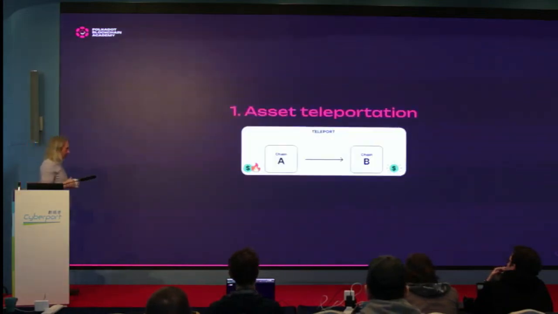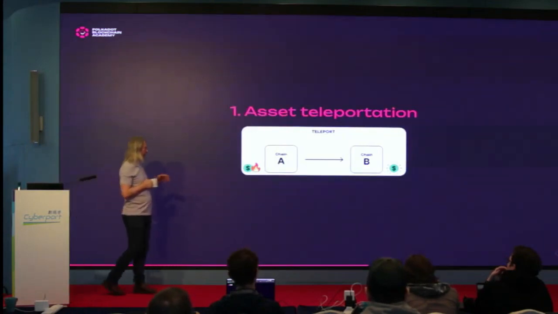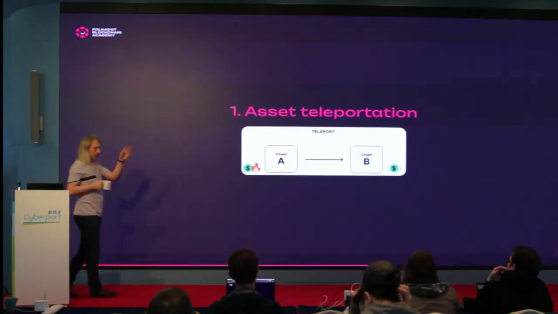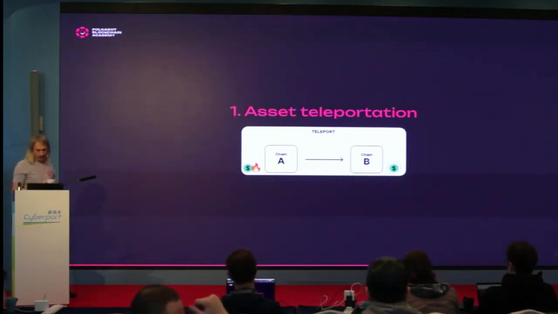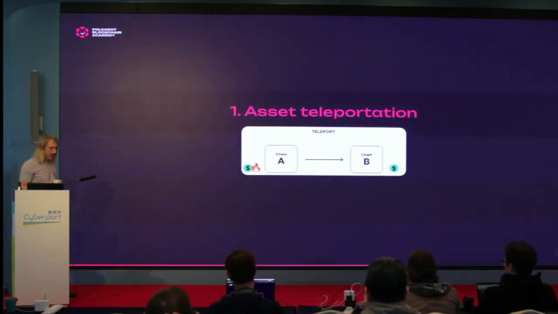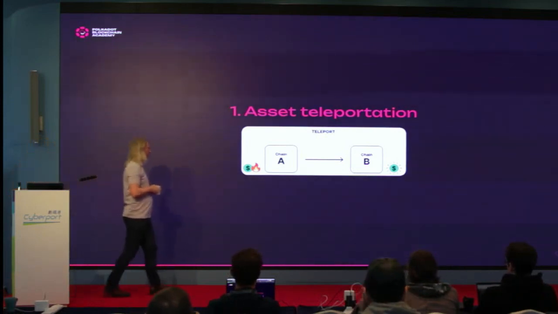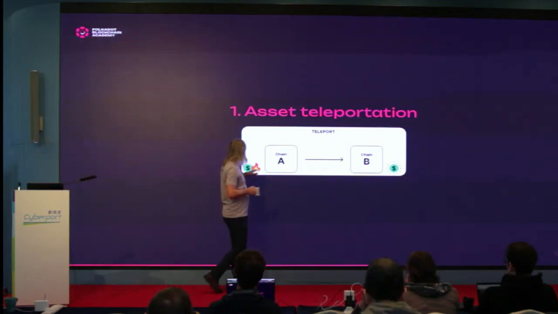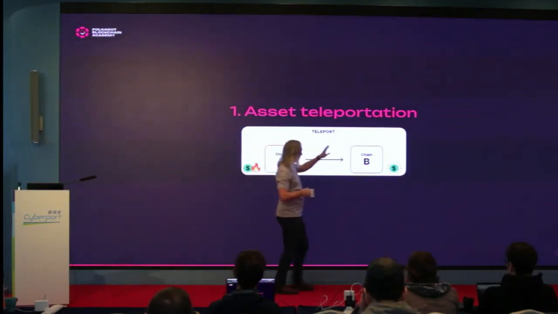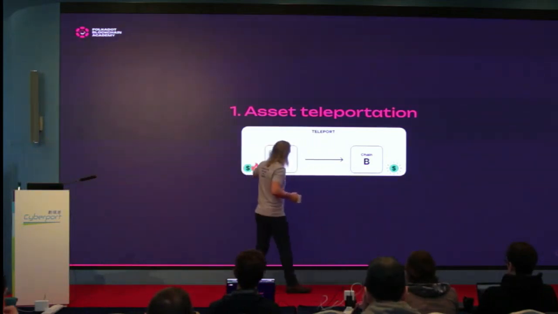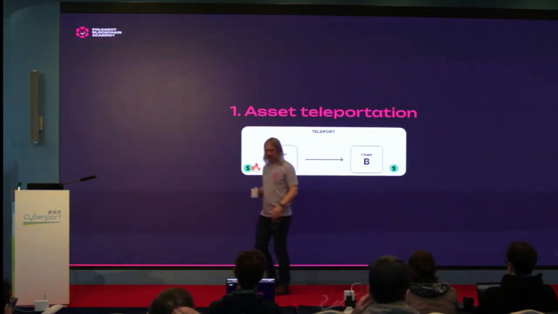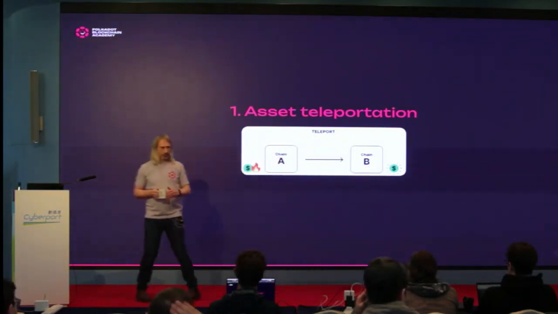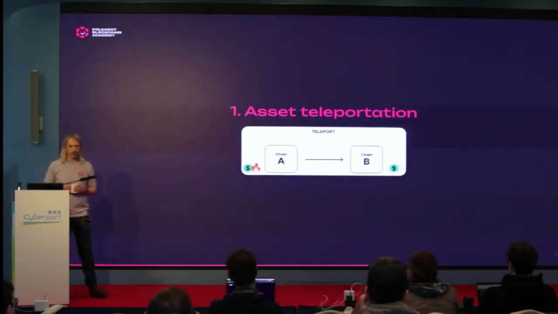But let's start with a simple example, asset teleportation. We've already sort of covered this a little bit earlier. It's where we have two chains, a bilateral arrangement between the chains. We have some asset on one chain, and we want to remove the asset from that chain and sort of teleport it over to this chain, create the asset on the other chain. Think like Star Trek teleporter. Yeah?